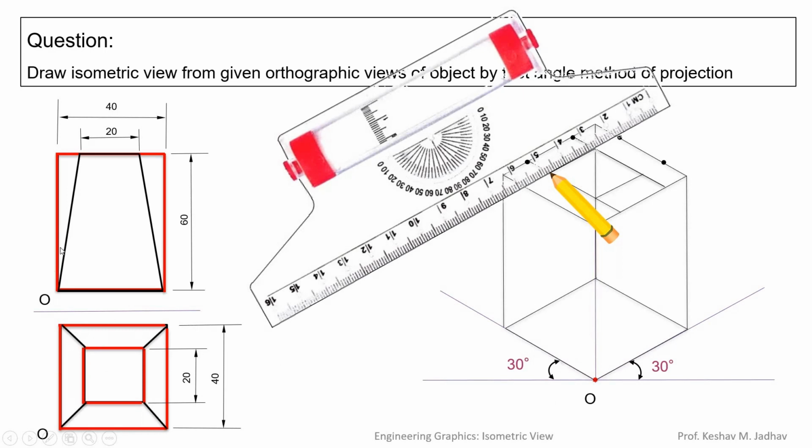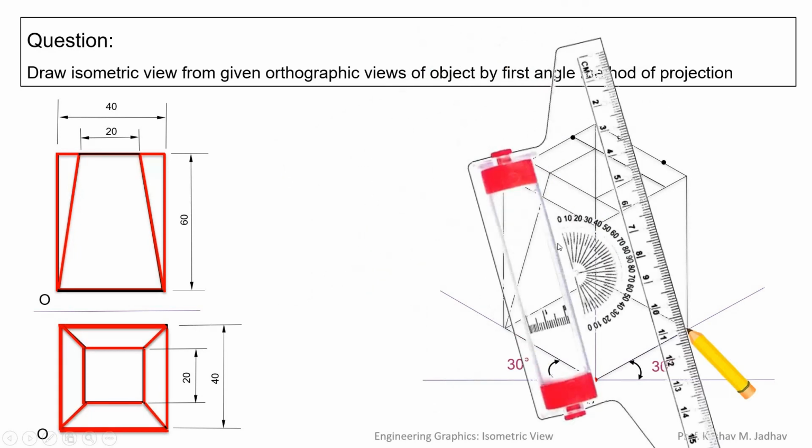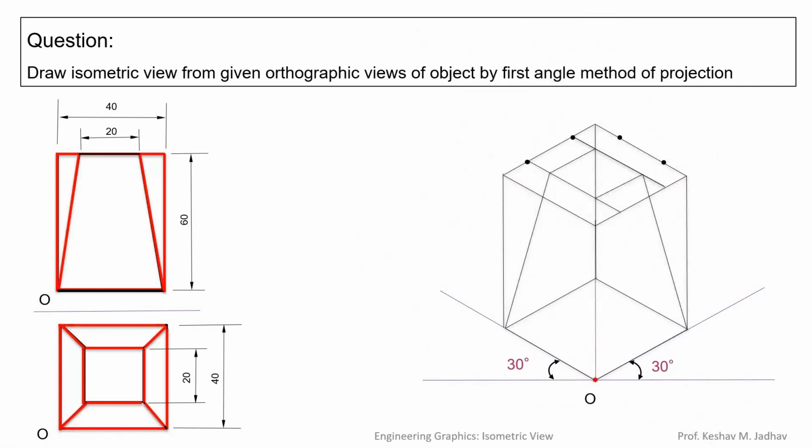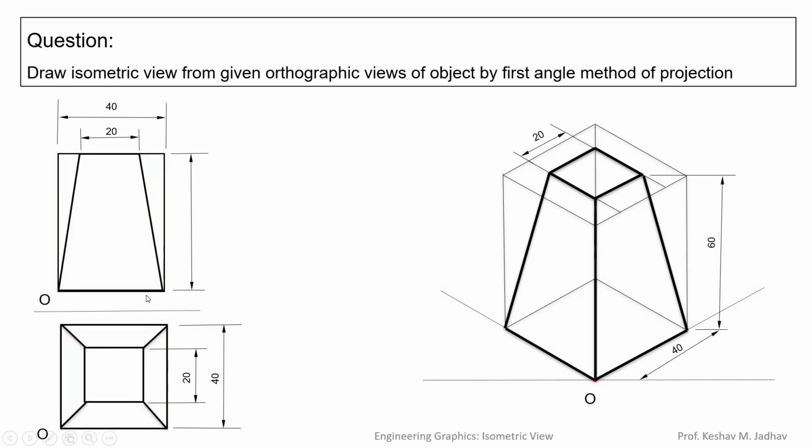Now we draw lines which will connect this top square with the bottom square. These lines. So we connect each top corner to the bottom corner like this. Now we make the edges of the final object dark or thick like this. So this is the final isometric view of the given orthographic views. Now we can give the dimensions. Vertical height is 60, this length 40, and this top square is 20. So this is the final isometric view for the given orthographic views.